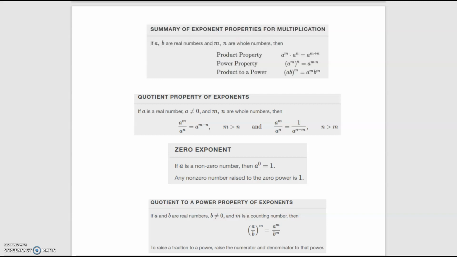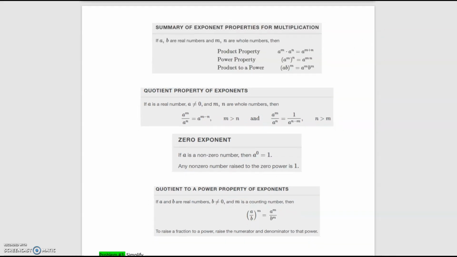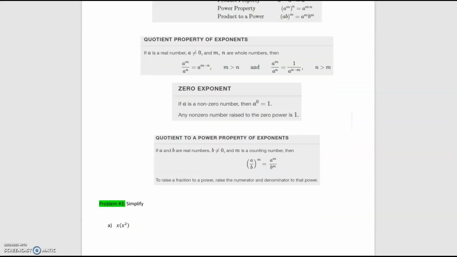Hi class, for this set of problems we're going to be using some of these formulas, and maybe more than one formula applies as we simplify each expression. So let's take a look at problem one.